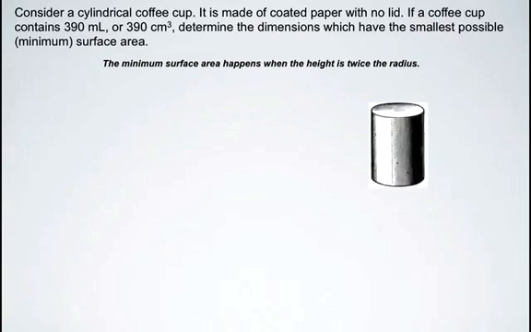So here's a little diagram that tries to show you what this cylindrical coffee cup might look like. And we're given that the volume of the cup is 390 centimeters cubed. We're asked to find out what the radius is, what the height is, and what the surface area is going to be when we find the optimal dimensions.